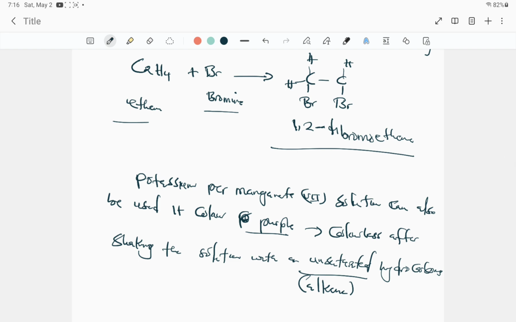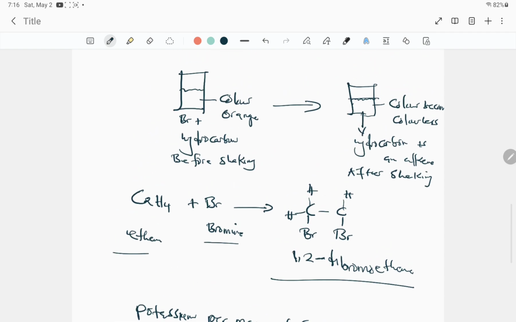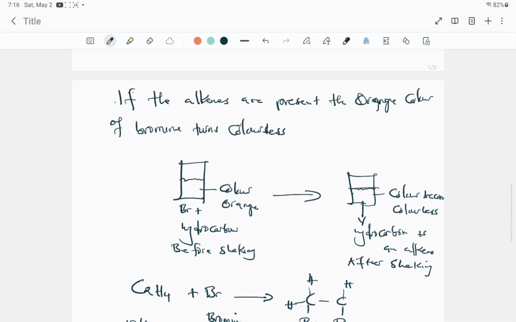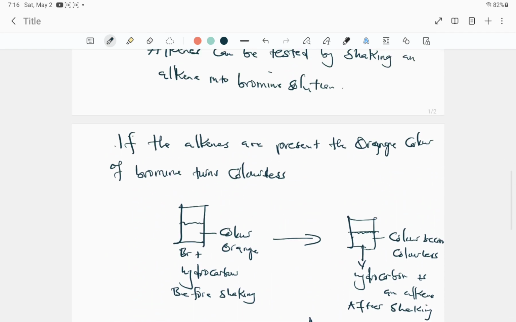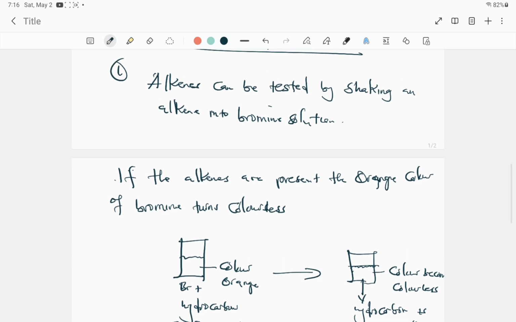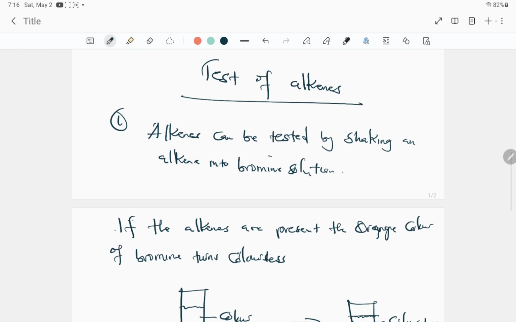That is how we can test if the hydrocarbon is an alkene or an alkane. If you use alkanes, they have no effect. If the solution remains the same without any change, know that the hydrocarbon which you used was an alkane, not an alkene. That is how we test for alkane and alkene, and that is how we can prepare alkenes from alkanes by using cracking and dehydration. Thank you for watching.